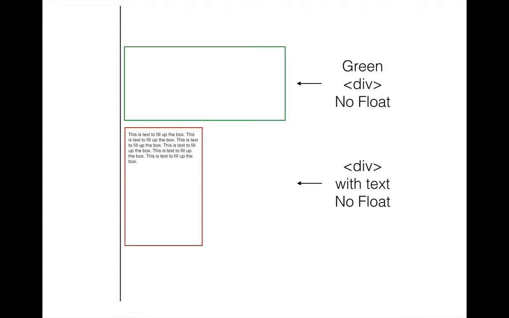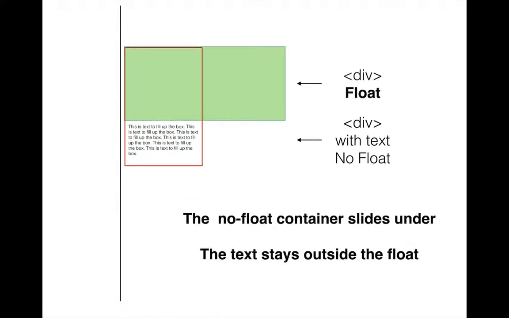But if you introduce a float, by making the green box at top floating, well, the no float container, the red div with no float, it slides underneath the green div. But the text which is in the red div, that stays outside of the float. It wraps around the floated object. So we have this red div with text. The two parts, the div and the text, act differently. The div goes under the float, the text stays outside of the float.